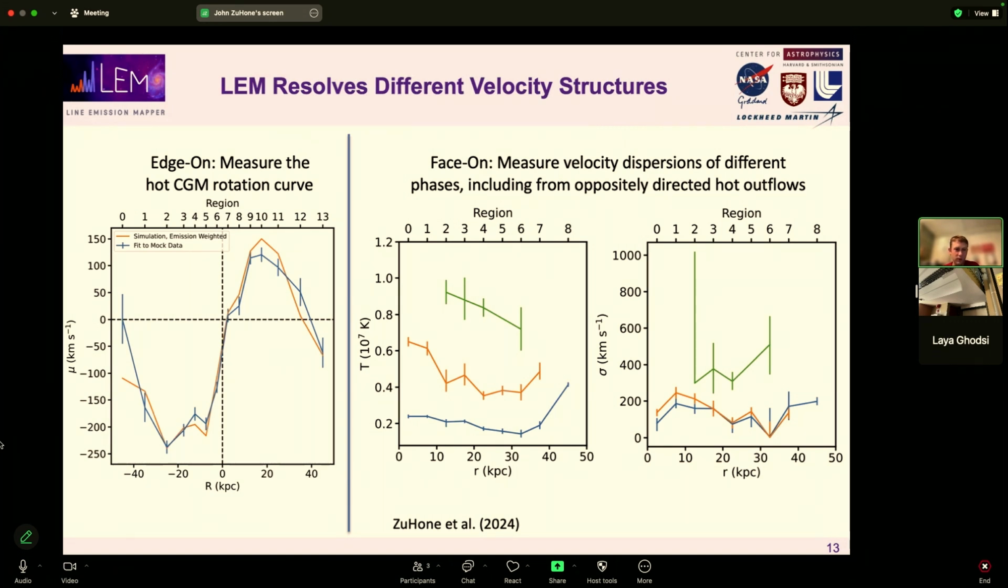But once you do all that, you can actually fit and recover, as you can see on the left, if you're looking edge on, the hot CGM rotation curve. The blue line is the result of the fit, and the orange line is the actual information from the simulation. And if you're looking face on, and you use a multi-phase, multi-temperature model, you can actually discern different phases, and you can discern in the velocity dispersion, the line width, that it's coming from oppositely directed outflows coming out from the AGN feedback. So these are things that you could actually measure and distinguish using an instrument like LEM.